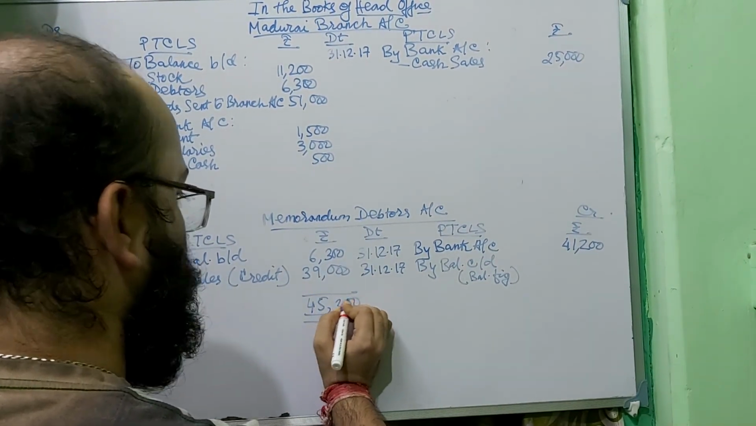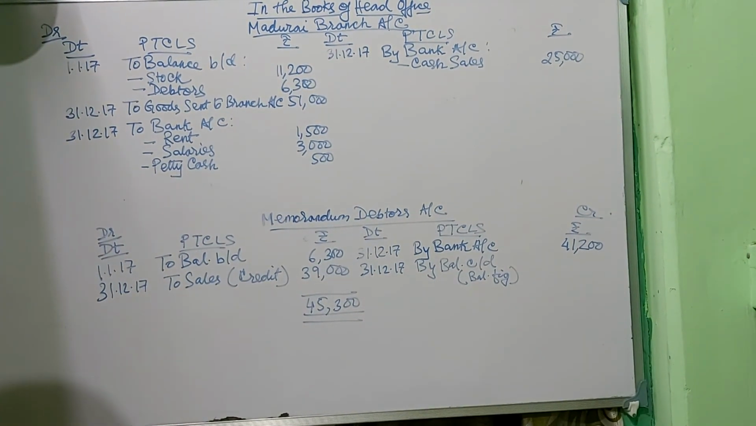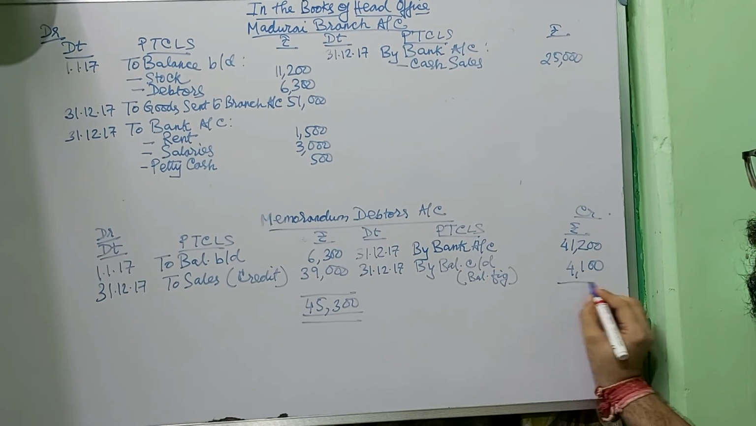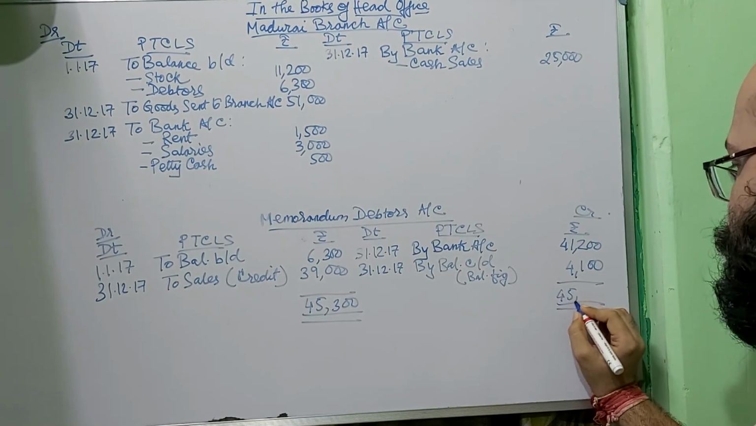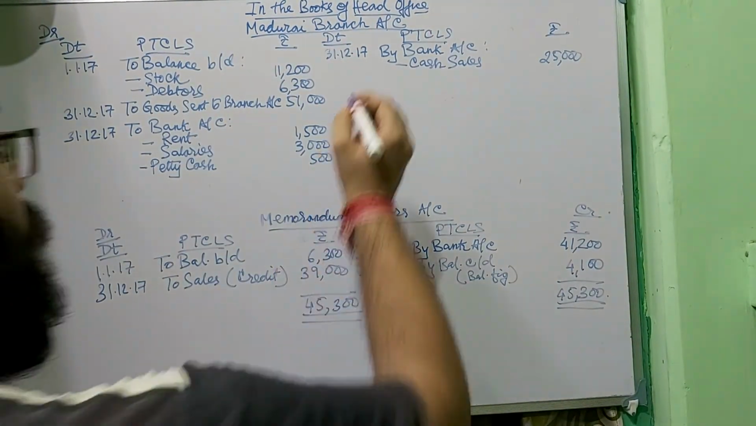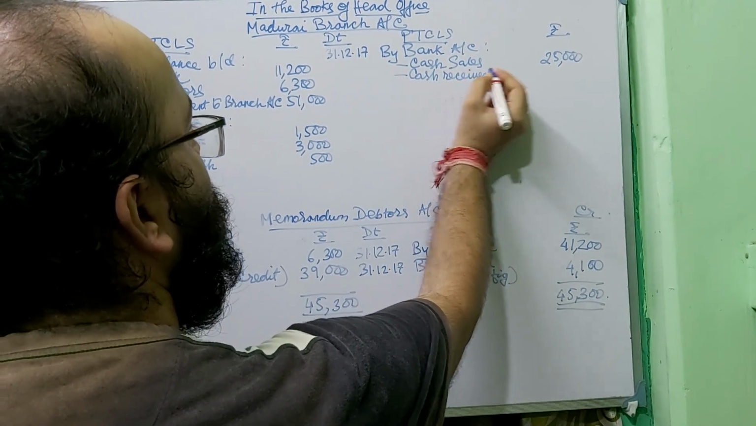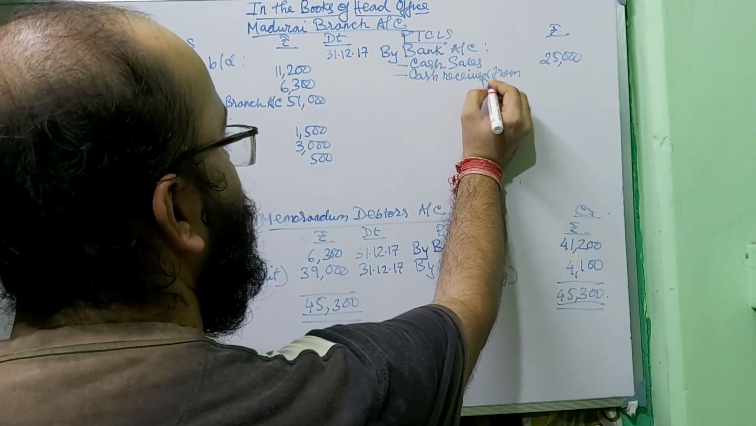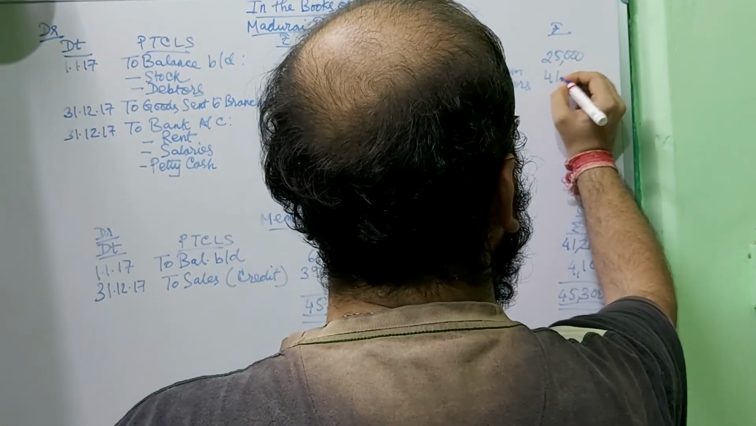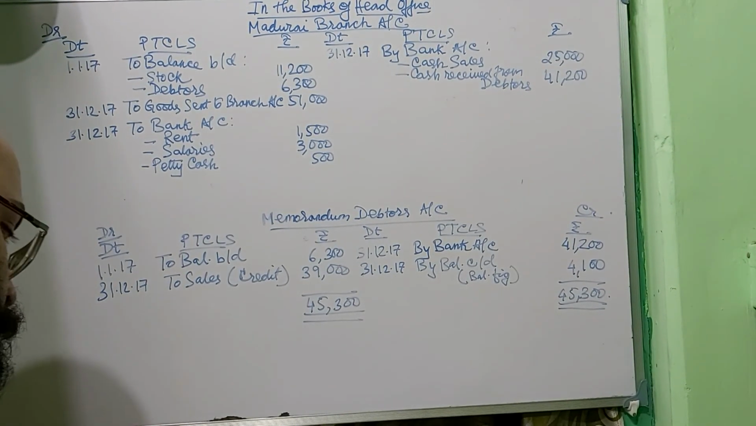You will calculate 39,000 plus 6,300, which comes to 45,300. So if you subtract 41,200 from 45,300, it becomes 4,100. So it will be 4,100, the balancing figure. To calculate the closing balance you need this figure. And here the cash received from debtors is given, 41,200, right?